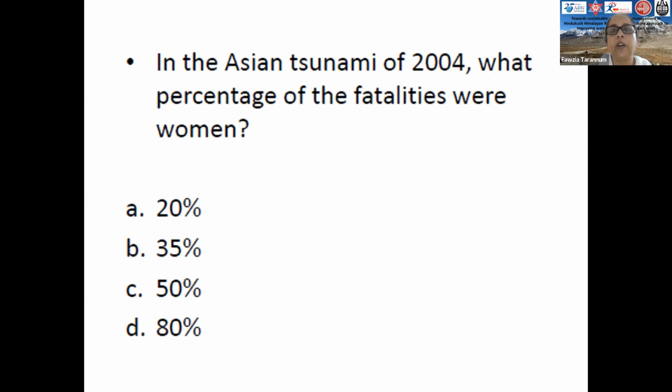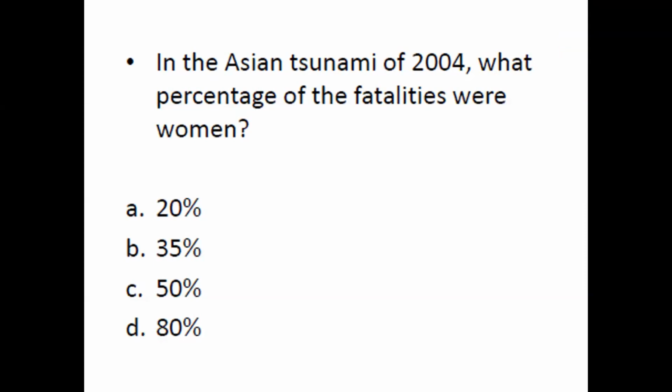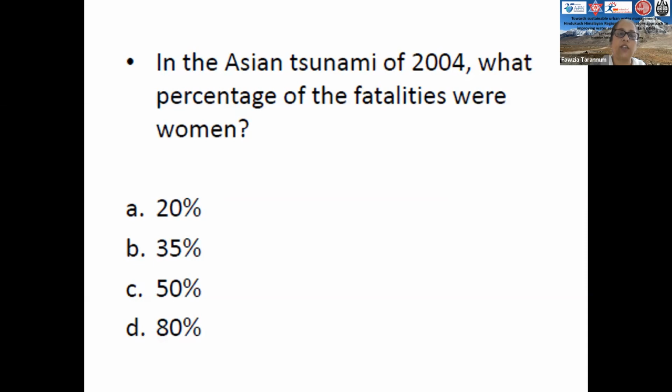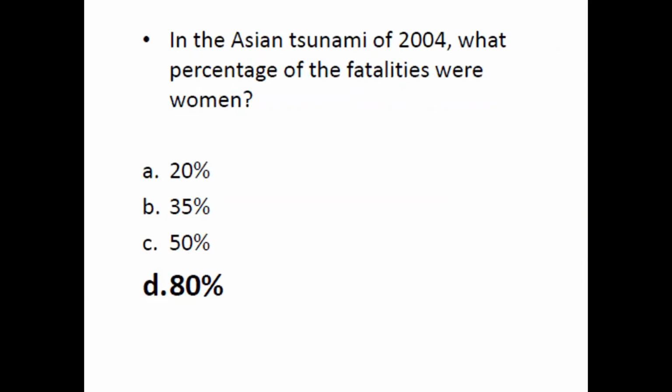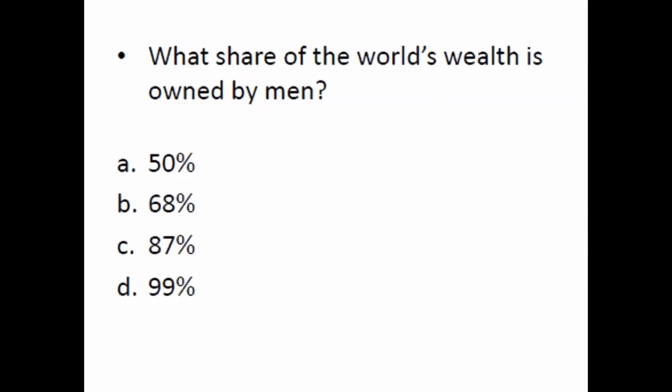In the Asian tsunami of 2004, what percentage of the fatalities were women? For any disaster, it's not just related to this particular tsunami, but for any disaster, when we look at the fatalities, it's always very high for women. It was 80% women who actually were affected.